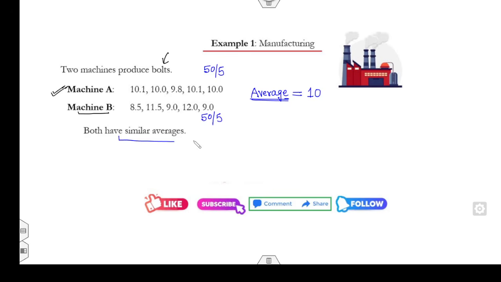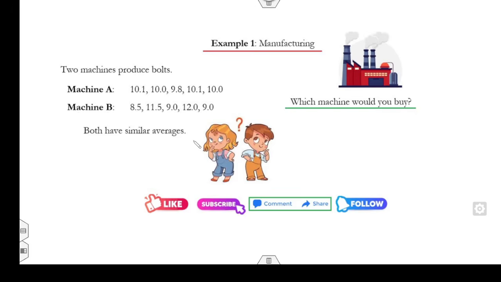So if I ask you one question, which machine would you buy? Can you buy any machine at random? Because the average is the same, can you buy at random? If you buy at random, then in your decision making you may have a loss in the future. Fine. So you can never buy at random. So how can you buy? You have to check which one has less dispersion, or which one is more reliable.